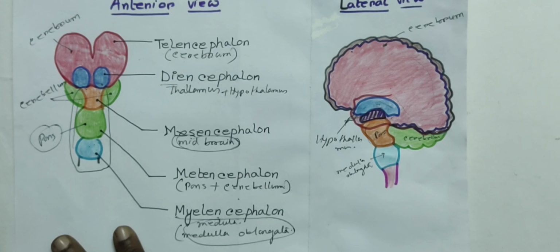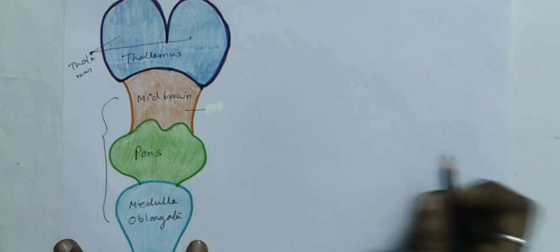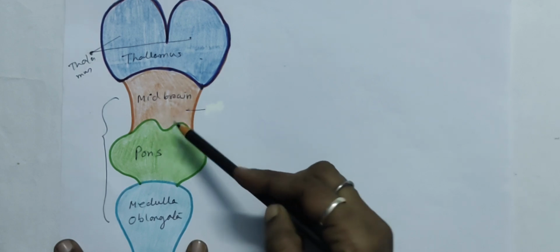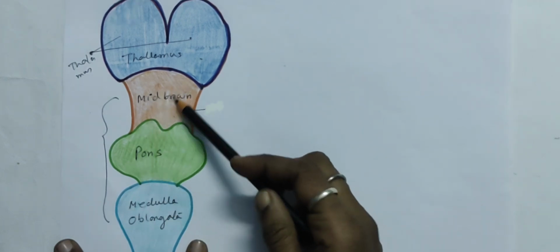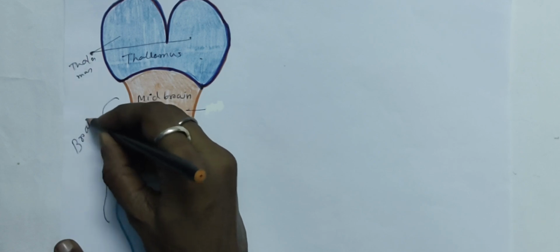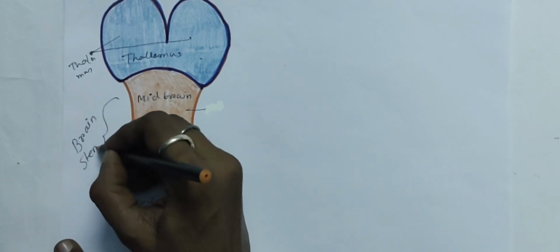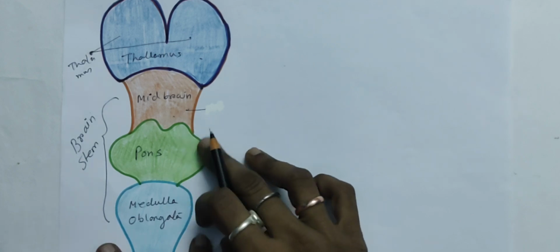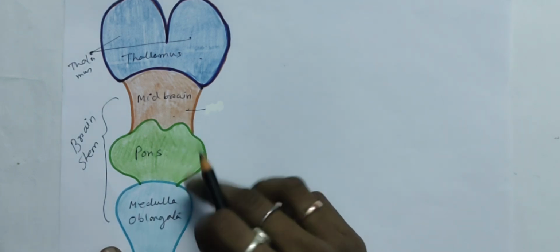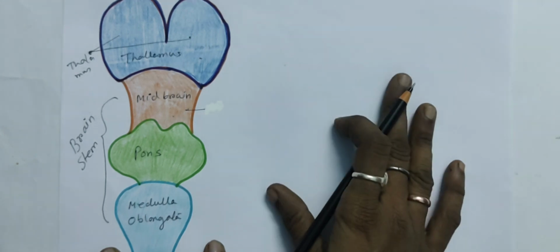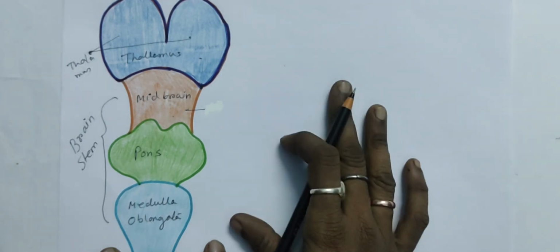Now come to its function. This is our brainstem. This is thalamus, midbrain, pons and medulla oblongata. These three form the brainstem. Before coming into the functions of the midbrain, pons and medulla, that is brainstem, you must know what cranial nerves are associated with the brainstem.